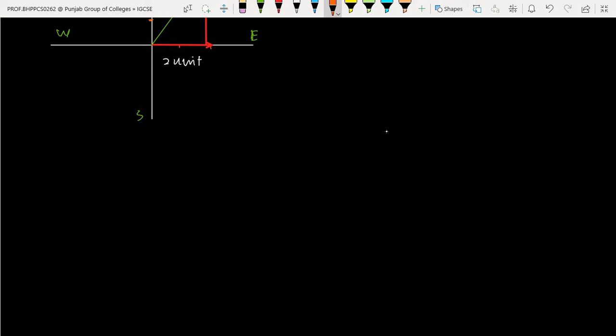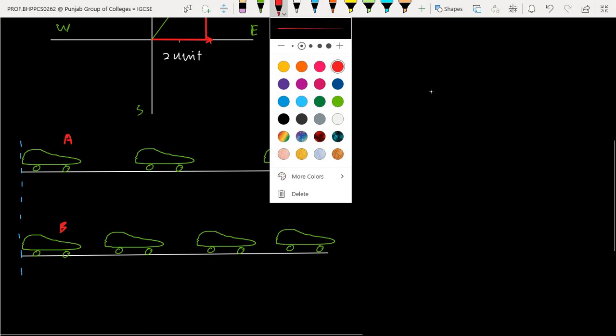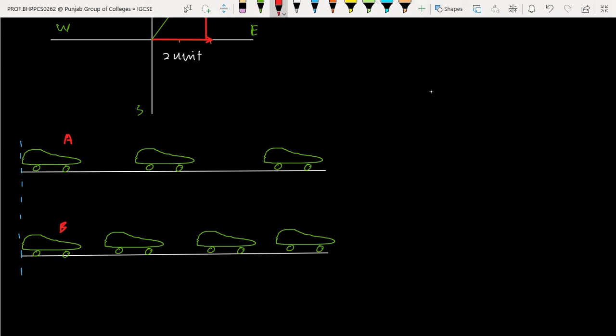Okay, so let's take an example in which two cars are moving, and let's compute their speed. In this example we can see two cars, let's say car A and car B, which are traveling from the same point. The initial time is 0, when they start.